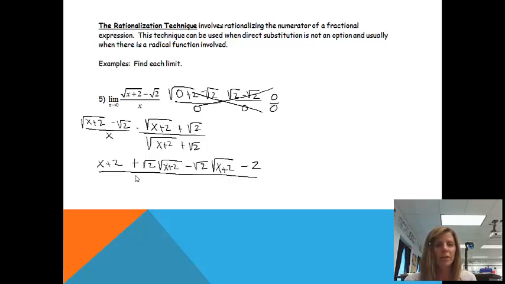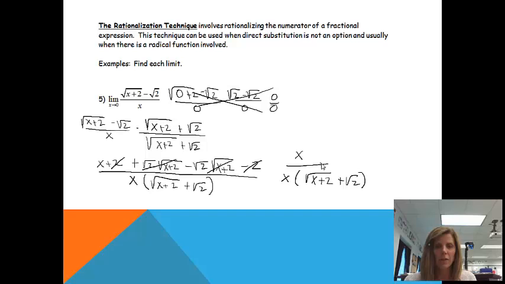When I multiply the denominators, I am not going to multiply them together. I'm not going to distribute. I'm just going to leave the x on the outside and then put the other term on the inside. Okay, so we're not going to actually multiply it out. All right, from here, I notice that these two terms are going to cancel each other out, and I also notice that my 2's are going to cancel each other out. So the only thing that I'm left with is the x up top, and down below I'm left with the x, and then I'm also left with what's in my parentheses. Okay, and then from here, I notice that my x's can cancel, so now I'm just left with 1 over square root x plus 2 plus square root 2.